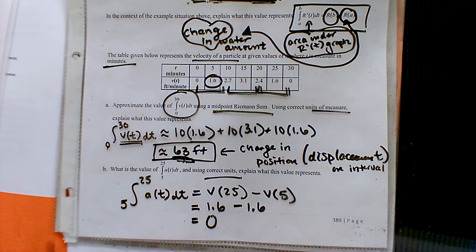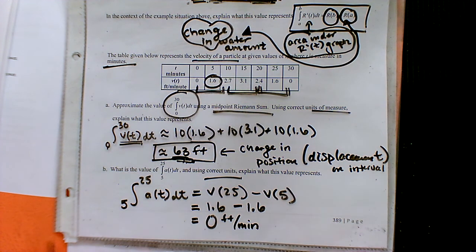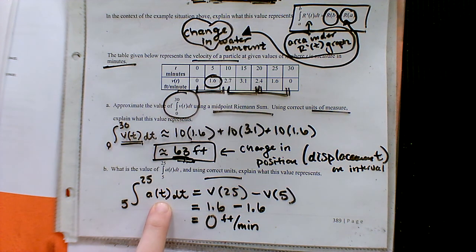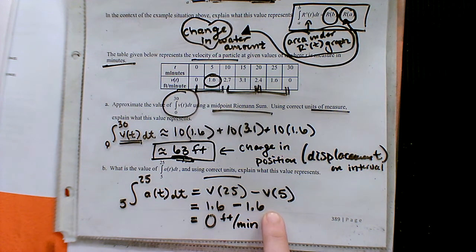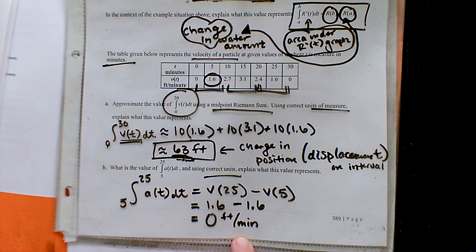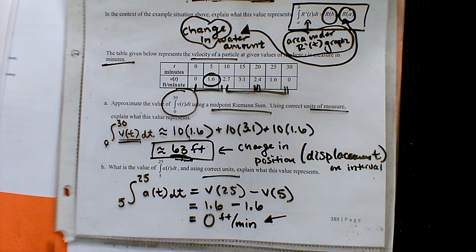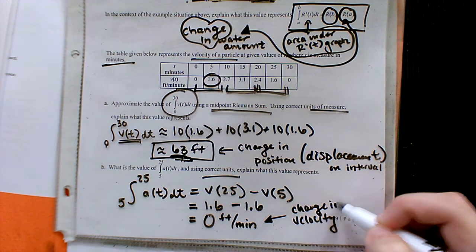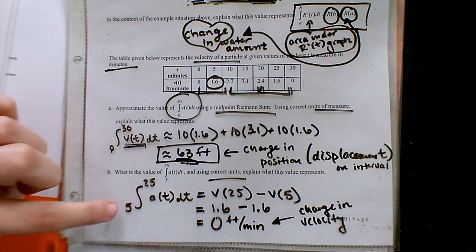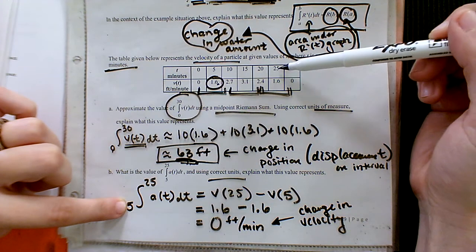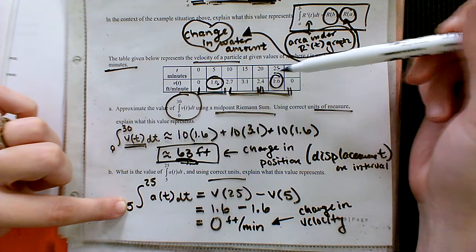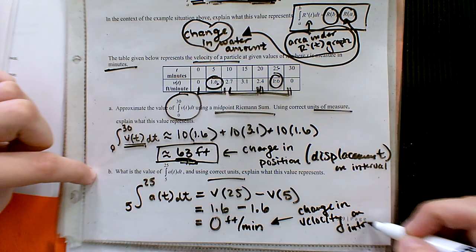Good. Can we do units? Feet per minute. Okay, so we started with acceleration, which would be feet per minute squared, and then we worked backwards to velocity, which would be feet per minute. Okay, so what is this 0 feet per minute representing? Velocity. Something about velocity. Change in velocity on this interval. Okay, notice how at time 5, 1.6, or time 25 also 1.6, the change is 0 because they're exactly the same. So change in velocity on the interval.